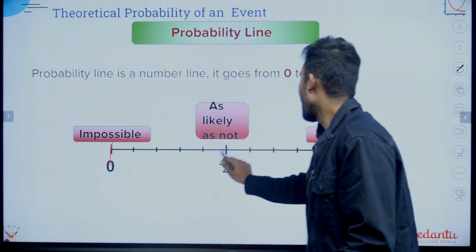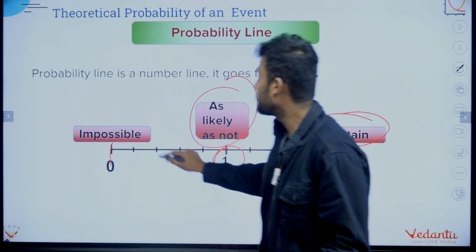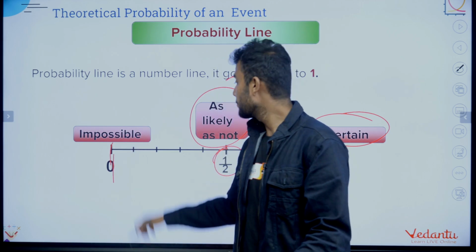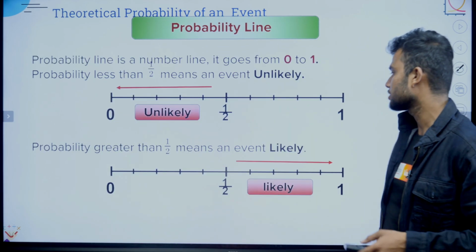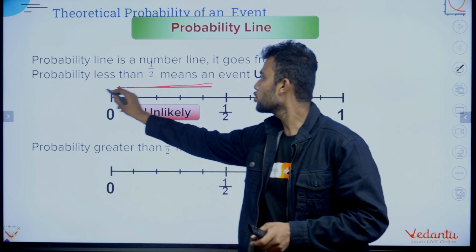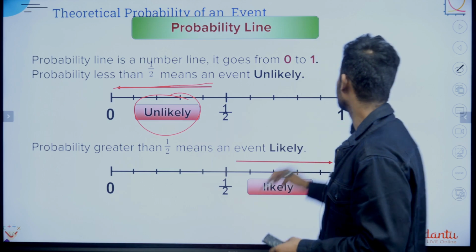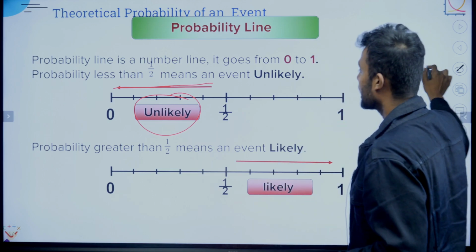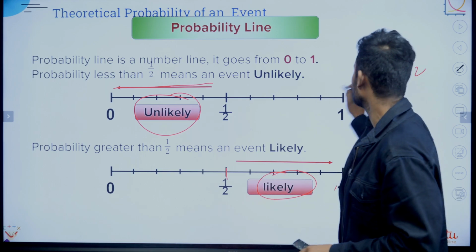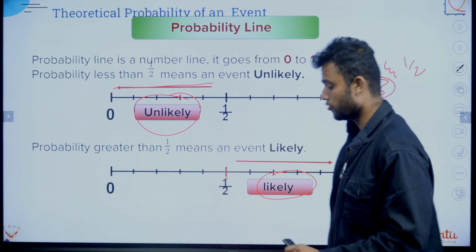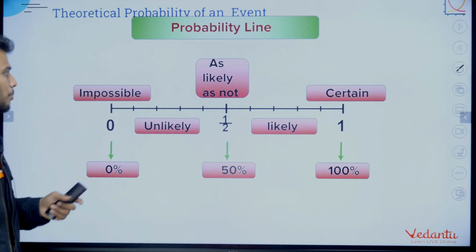0 to 1, half value is always as likely as not. 0 is nothing but impossible, and 1 is nothing but certain. Here, look, in the range 0 to 1 by 2, the probability of an event getting the value between 0 and 1 by 2 is called unlikely. Likely is nothing but it is always greater than 0.5. This is a probability line.